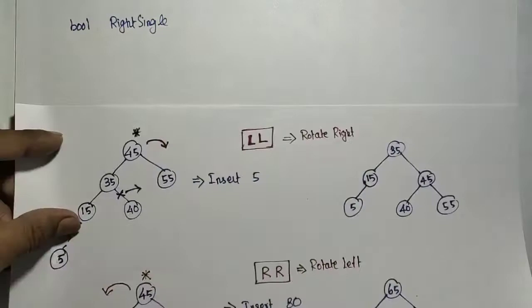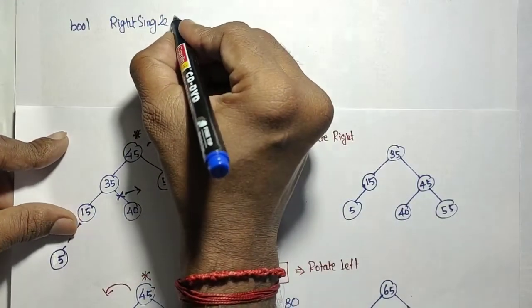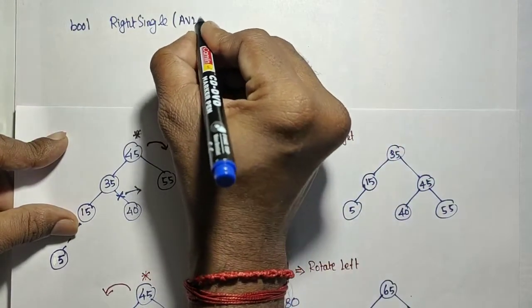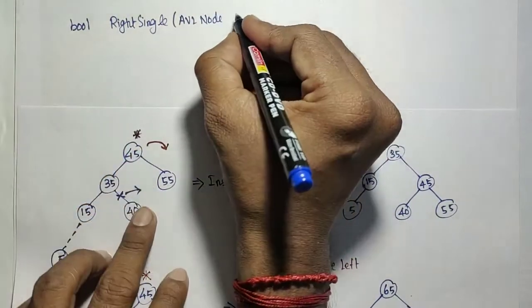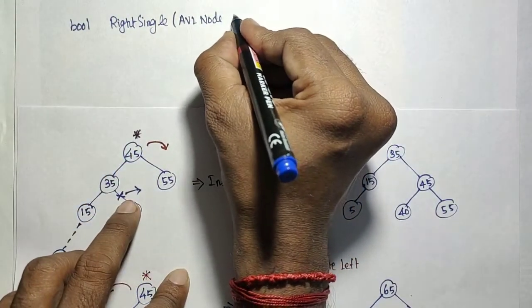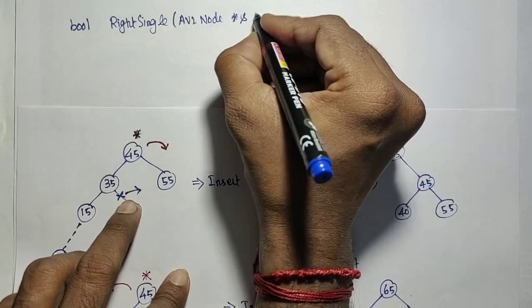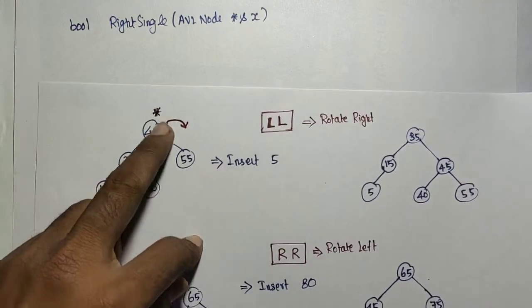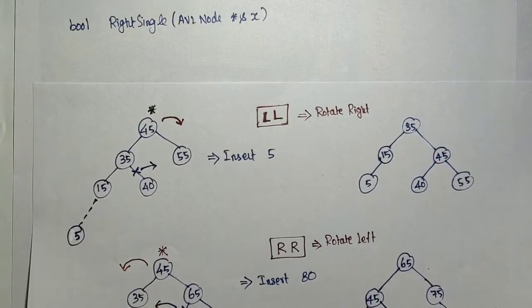Okay, so right single of AVL node, then star ampersand x, one node I have written. Okay, x is nothing but here the 45. Okay, I will draw this again here so that I will explain it.